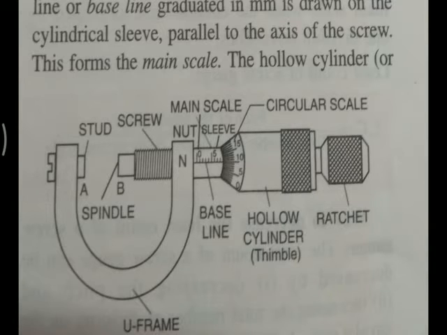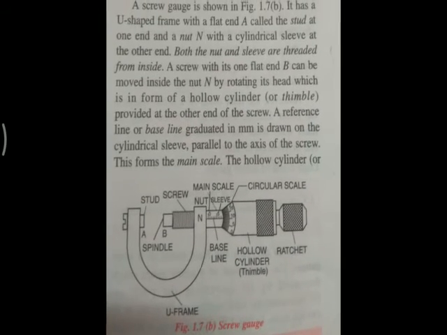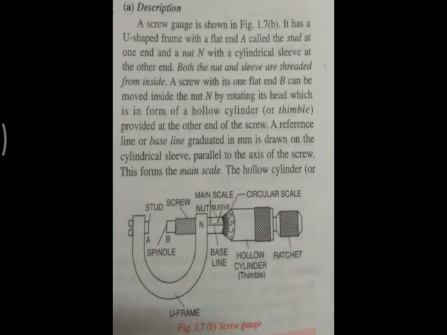It has a U-shaped frame with a flat end A, right? Now the object for which you need to do the calculation is put in between A and B, and then the ratchet is moved till the object gets stuck between A and B, right? So a screw with its one flat end B can be moved inside the nut by rotating its head, which is in the form of a hollow cylinder, right? And the sleeve forms the main scale.